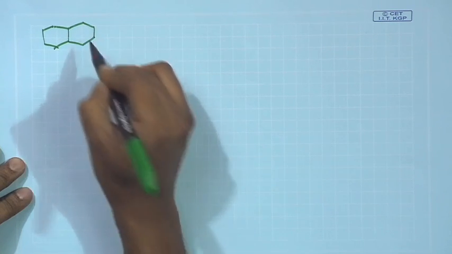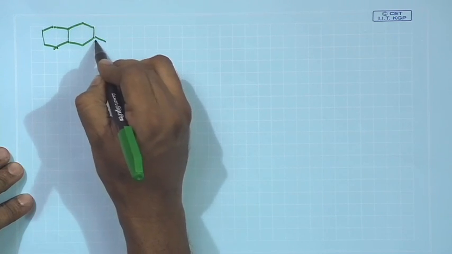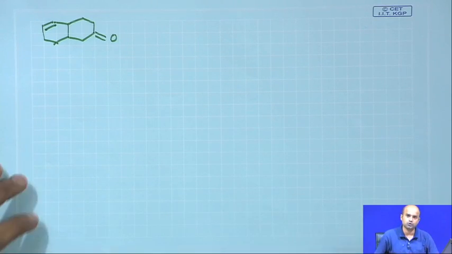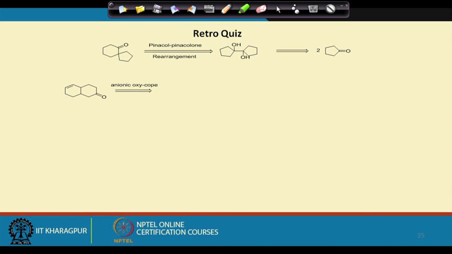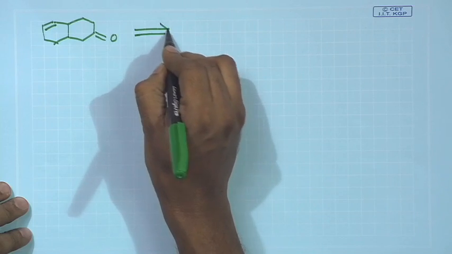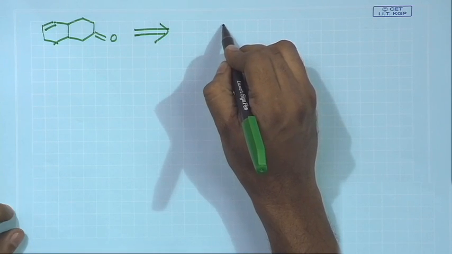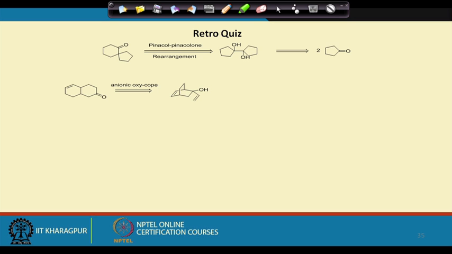It is a bicyclic molecule, and as I said, this is to test your knowledge. Now, if you are familiar with a reaction named anionic oxy-cope, this should not be a problem to you. So, I said draw a retro arrow, and now the slide show will give you the things.